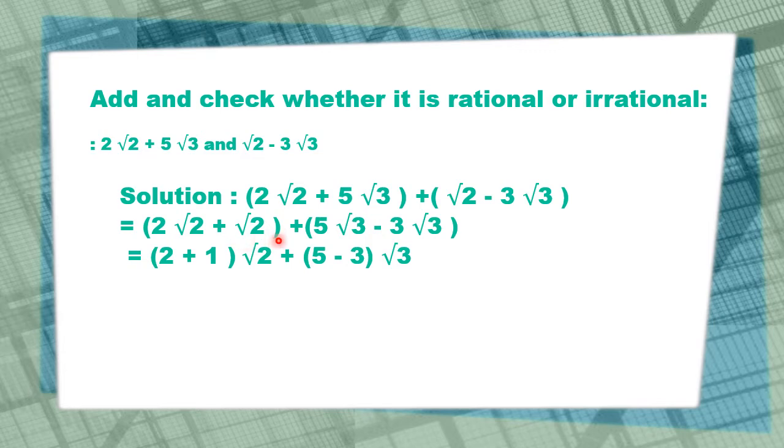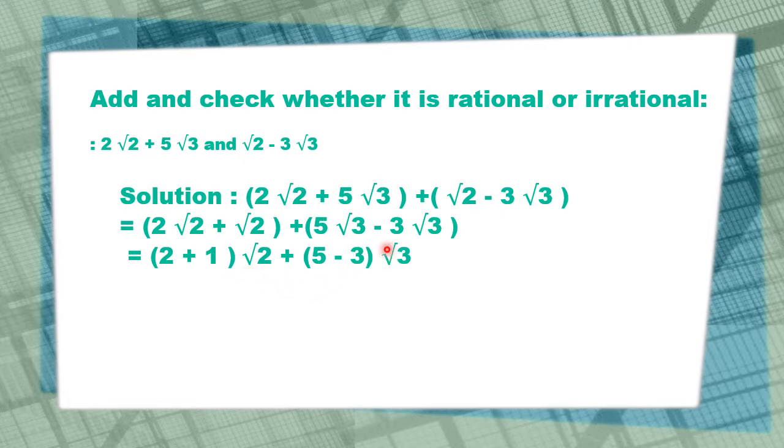Root 2 into 1 is root 2. Mind well, let me remind, root 2 into 1 is root 2, not root 2 into 0. Root 2 into 0 will be 0. So the hidden number over here is 1. Root 2 into 1 is root 2. So which number do we have to take from this term? 1. From the first term we took 2, and from the second term we are taking 1. What will be outside the parenthesis? It will be root 2.